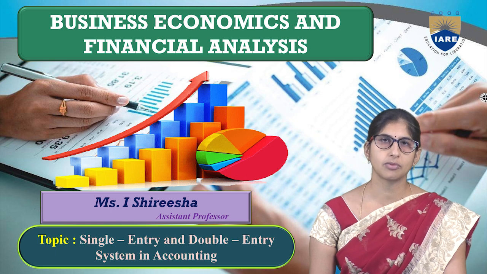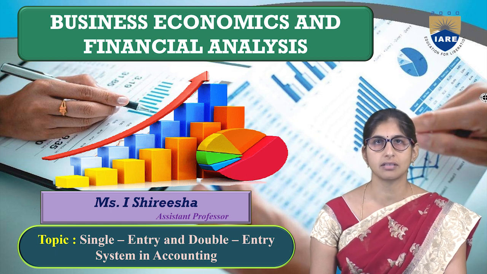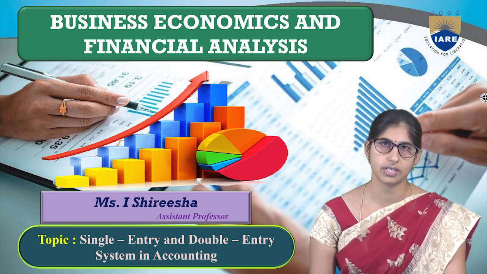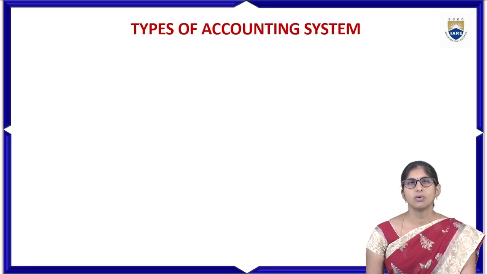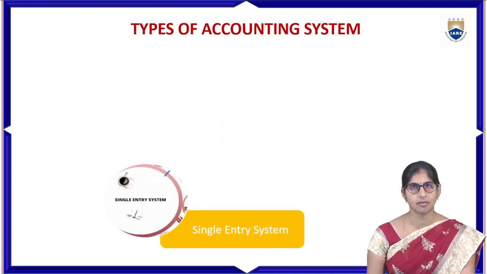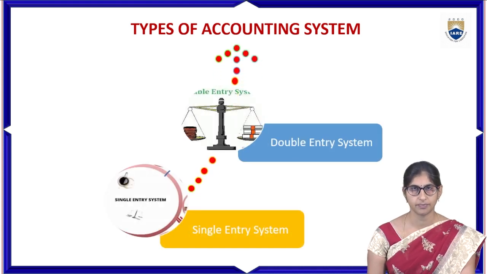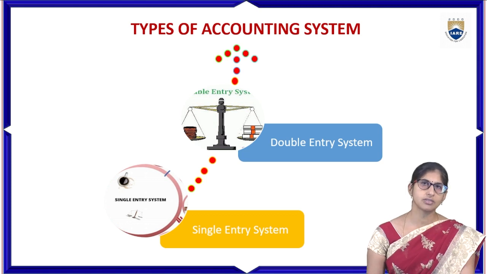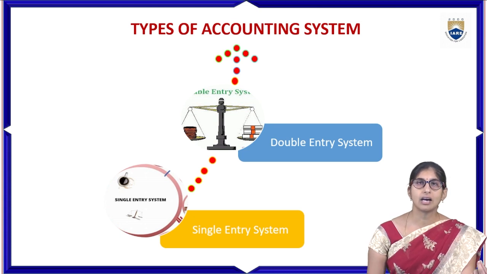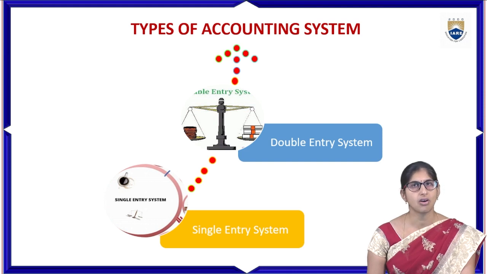In this session, I'm going to discuss the single entry system and double entry system in accountancy. Here the accounting system is classified into two parts, that is the single entry system and the double entry system. In very olden days, we used to see only the single entry system, where only the cash book, only subsidiary books, only purchase and sales books used to be maintained.